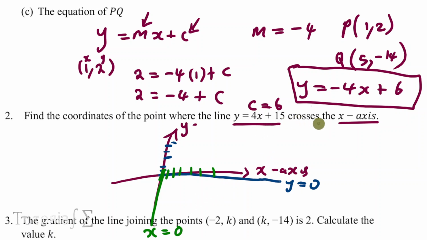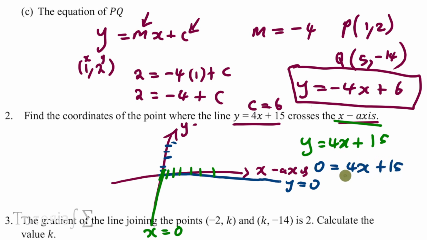where the line crosses the x-axis, so where y is equal to 0. As simple as that. So you get your equation, y is equal to 4x plus 15. Then now crosses the x-axis. So the x-axis is this line here where y is equal to 0. So you just equate y to 0. So 0 would be equal to 4x plus 15. So we simplify, we transpose the 15 or the negative 4x. This side is equal to positive 15. So we transpose like that.